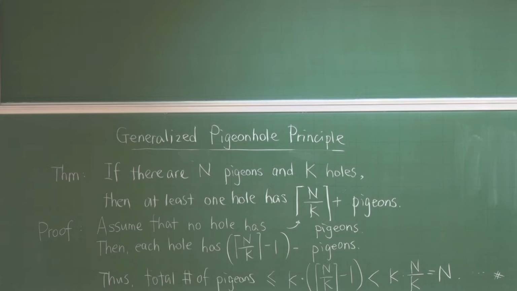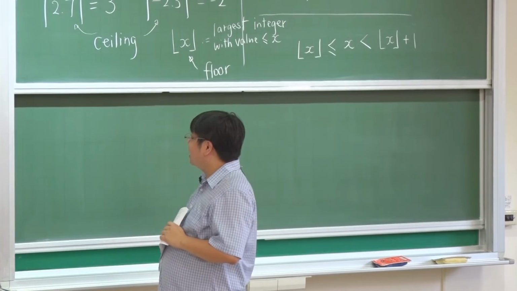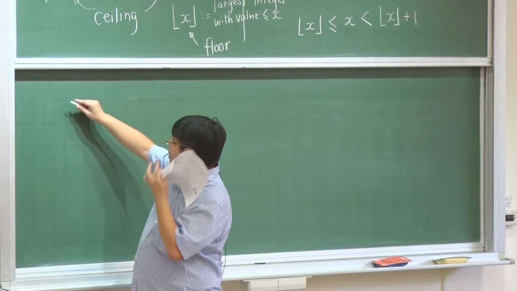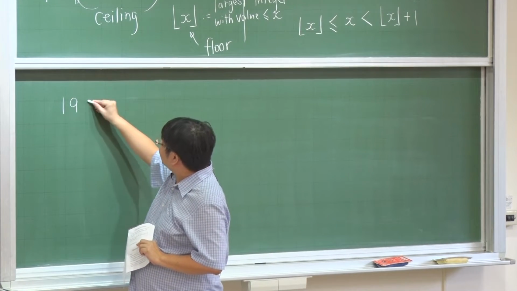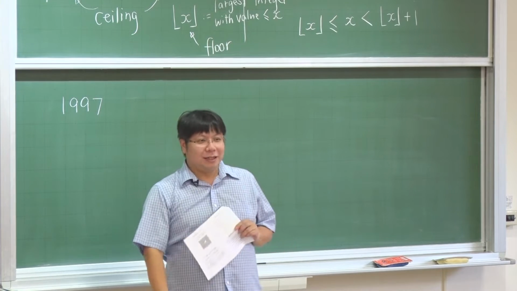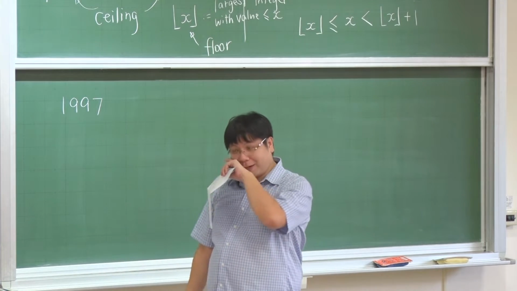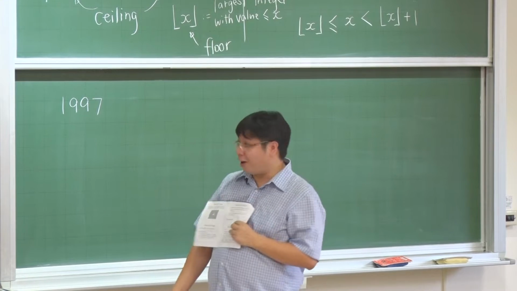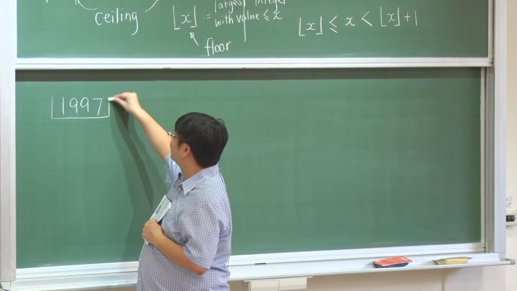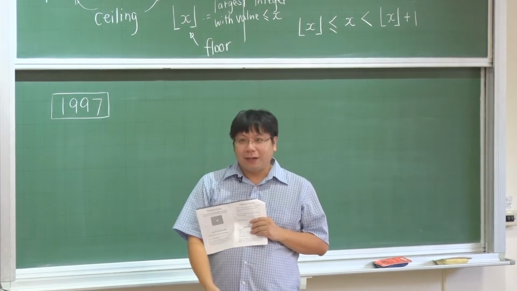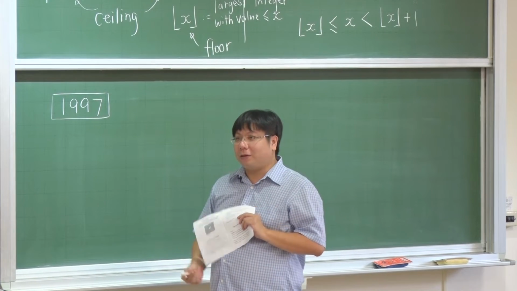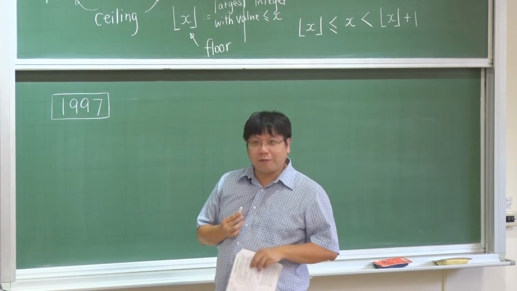Now these two look very simple, very trivial. But let me show you some of the interesting examples that we have. The first one is, let's look at this number, 1997. This is a number that has some special meaning for people who are from Hong Kong. This is a special year for us. 1997.